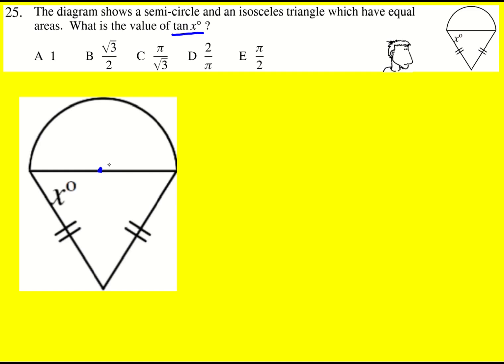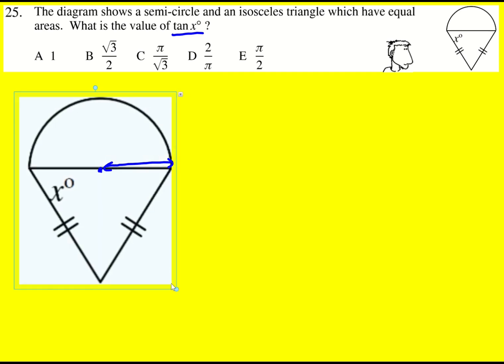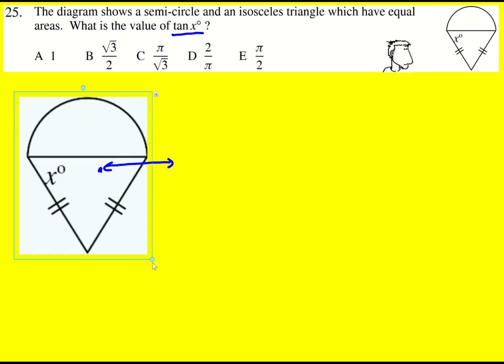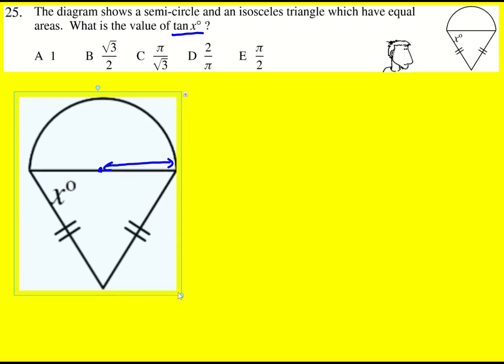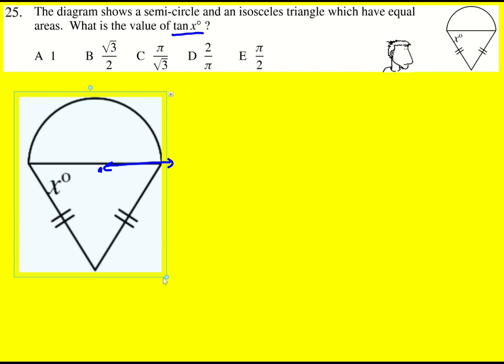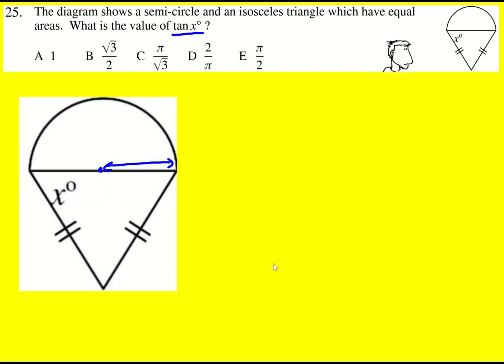Now, one thing we could do is label the radius r, but because we're interested in just the areas being the same, it doesn't really matter. As we enlarge the semicircle and triangle, we can still imagine the areas being the same and the angles are not going to change, so the value of tan x would remain the same. So to make life easy, I decided to say the radius of the circle is 1. And that means the area is pi r squared, so pi times 1 squared, divided by 2, or pi over 2.